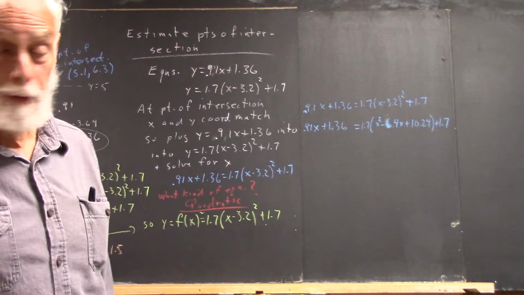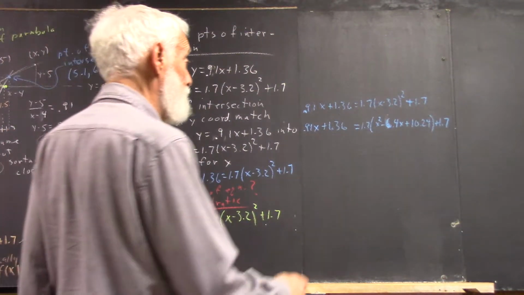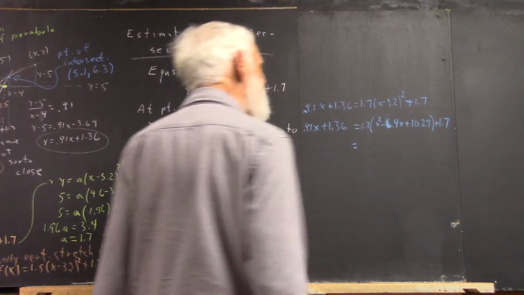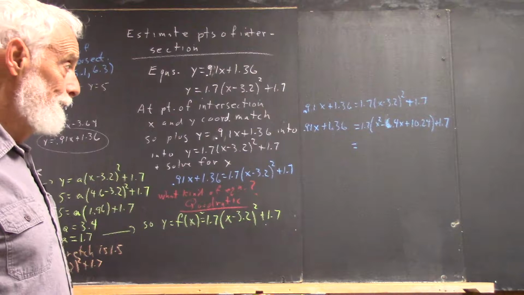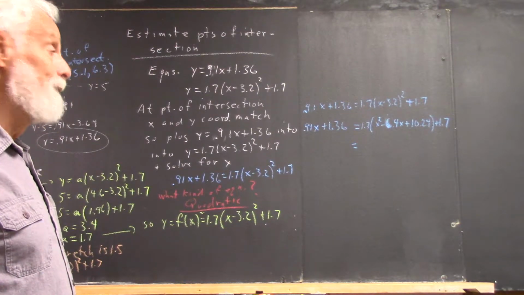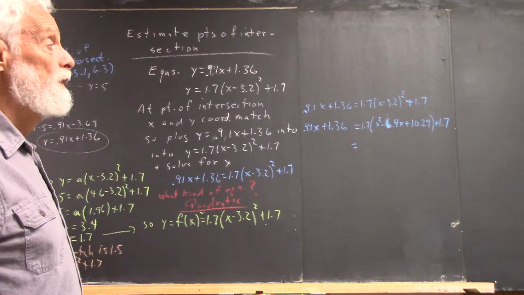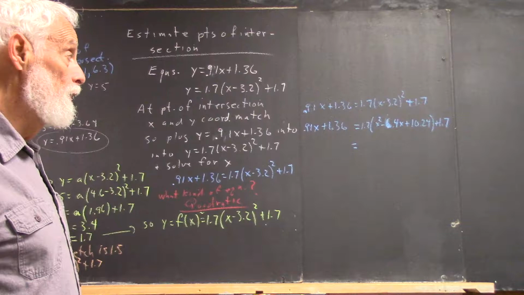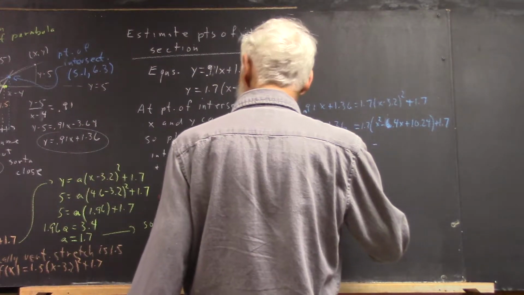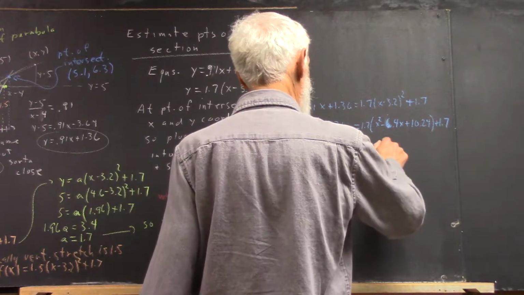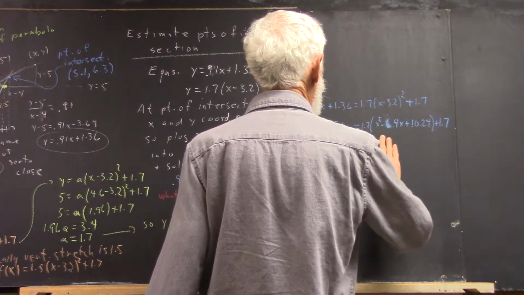Okay, what are we going to do next? Distribute the 1.7. Multiply through by that 1.7. Now, 1.7 times 6.4 is 11.2. 1.7 times 4 is 0.68. I can't do it that fast in my head. I can do it in my head, but I can't do it that fast. That's pretty close to 12.